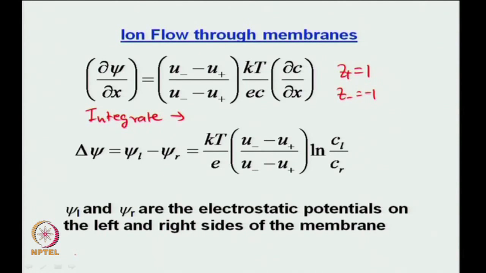Now, this is equal to this equation: kT over e, u minus plus u plus, sorry, this would be u minus minus u plus over u minus plus u plus, that was a mistake, times natural log of C L over C R. So, the denominator is an addition and the numerator is a subtraction. This is your final form of the electrostatic potential difference between the left and the right side of the membrane. Now, how does it help you?